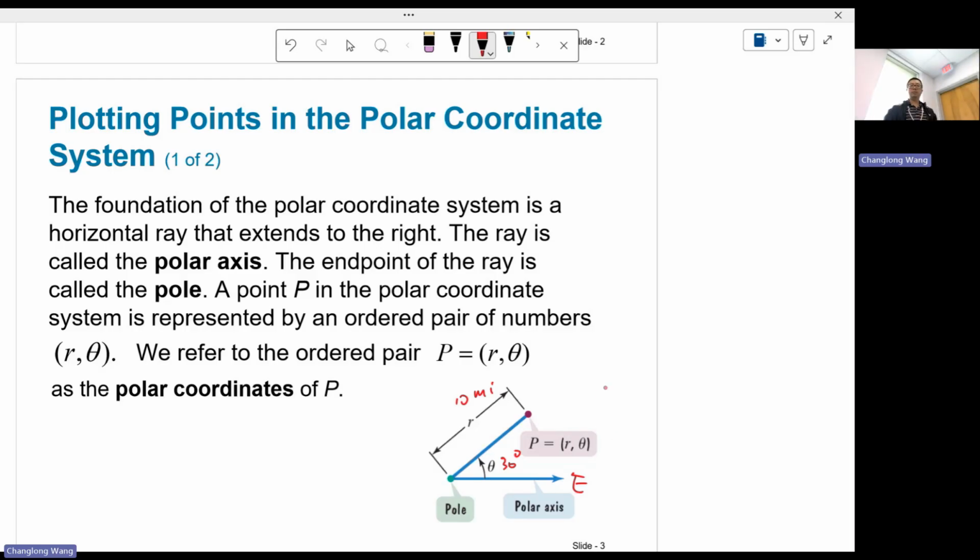The best way to get used to the polar coordinates is to use them to plot the points that you're so used to with x and y. Because if you plot the point x and y, say (3, 2), that's trivial. But it might not be that trivial with the polar coordinates.